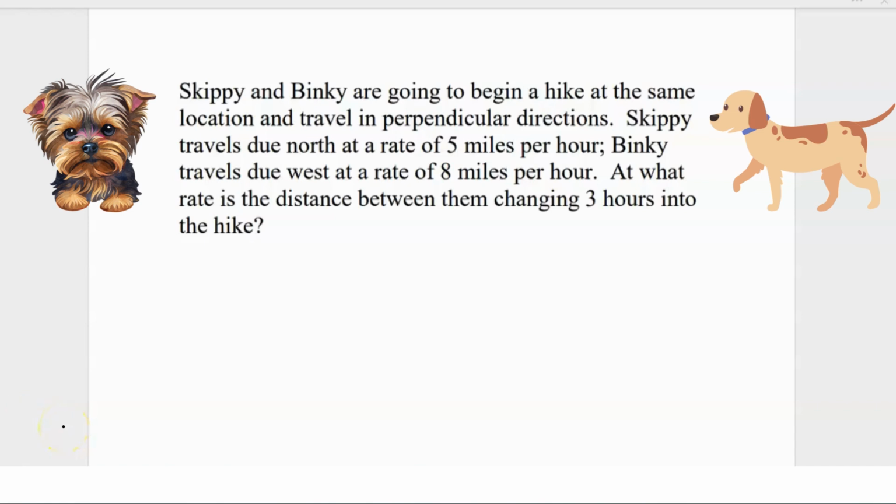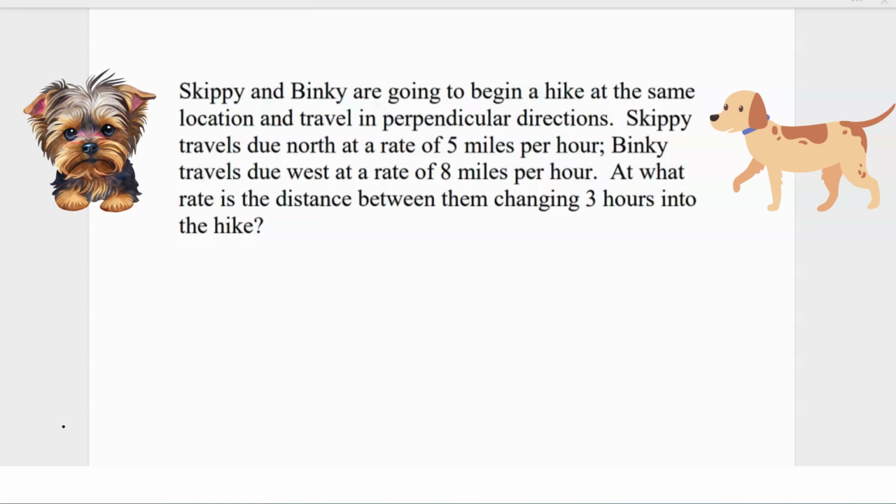Okay, here is a related rates problem that involves a right triangle and Pythagorean's theorem. Skippy and Binky are going to begin a hike at the same location and travel in perpendicular directions. Skippy travels due north at a rate of 5 miles per hour. Binky travels due west at a rate of 8 miles per hour. At what rate is the distance between them changing 3 hours into the hike?